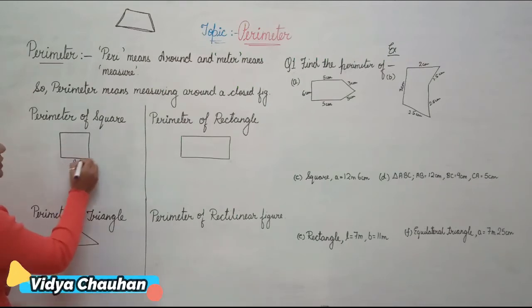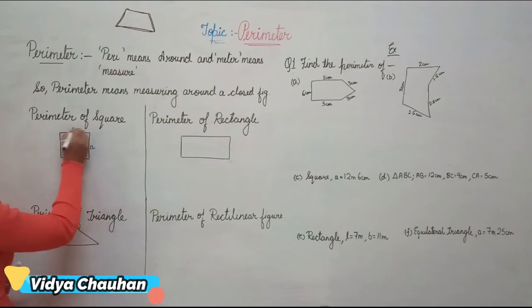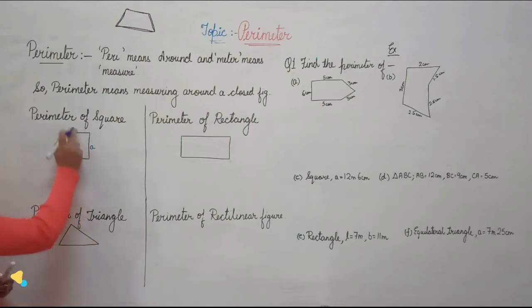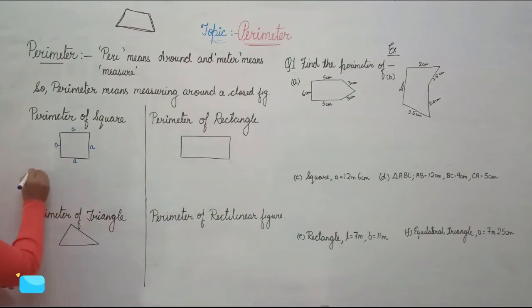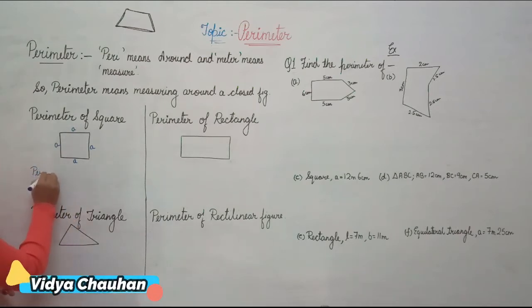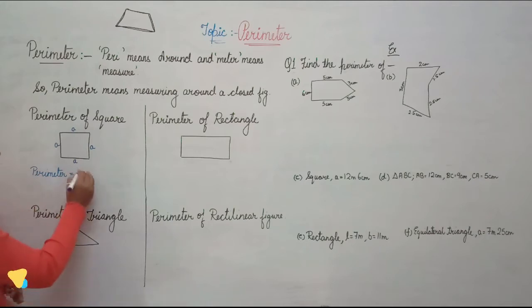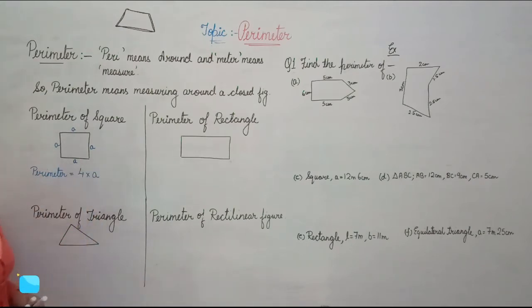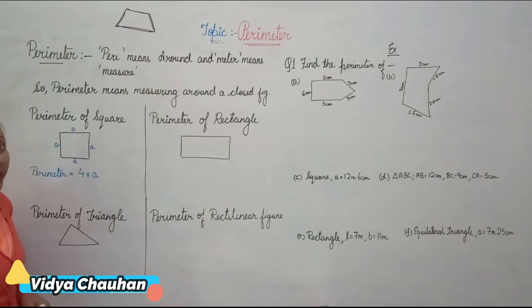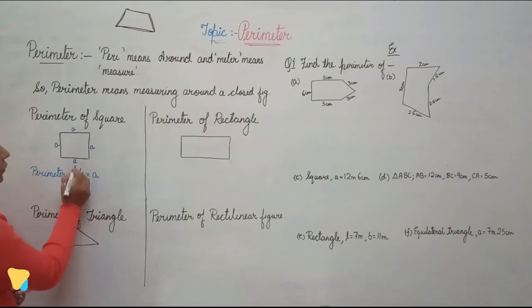So suppose all the four sides are equal and I take these four sides as A units. In that case, what will be the formula for the perimeter of a square? The perimeter of the square will be equal to 4 multiplied by side. That means 4 into side. And how do we get this 4 into side? By adding these four sides.